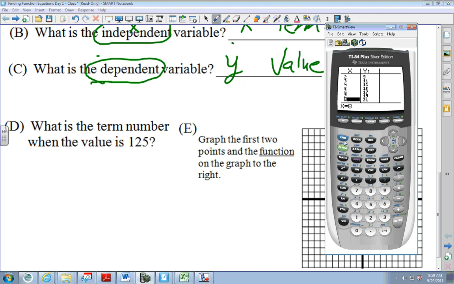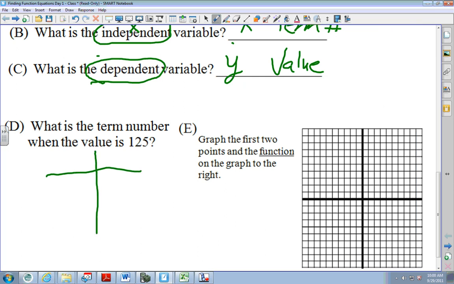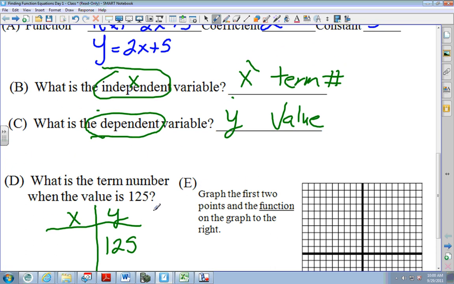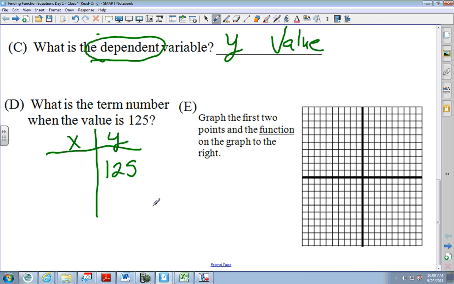So right here, make sure you have this in y equals. I'm going to build a table. I don't know what the term number is. I'm looking for the value, the y number, when we have 125. Well, one way I can do that is, if I look up here, I've got 2x plus 5. I can do it by hand. 2x plus 5 equals 125.